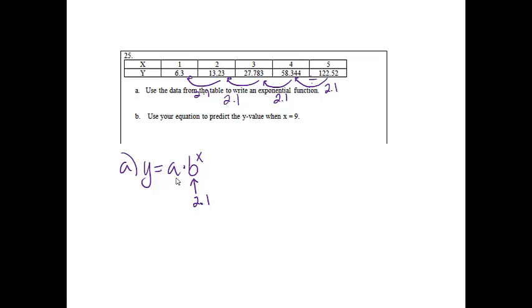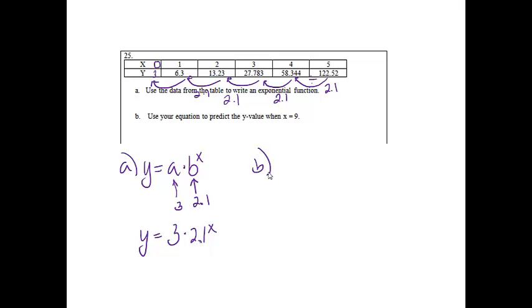Okay, now I need my starting amount, and my starting amount is what's happening at 0. So we need to put one more number on our table, which is 0. And we're just going to backwards divide one more time. So I'm going to be doing 6.3 divided by 2.1, and that gives me the answer of 3. So my starting amount is 3. So my exponential function is y equals 3 times 2.1 raised to the x power.